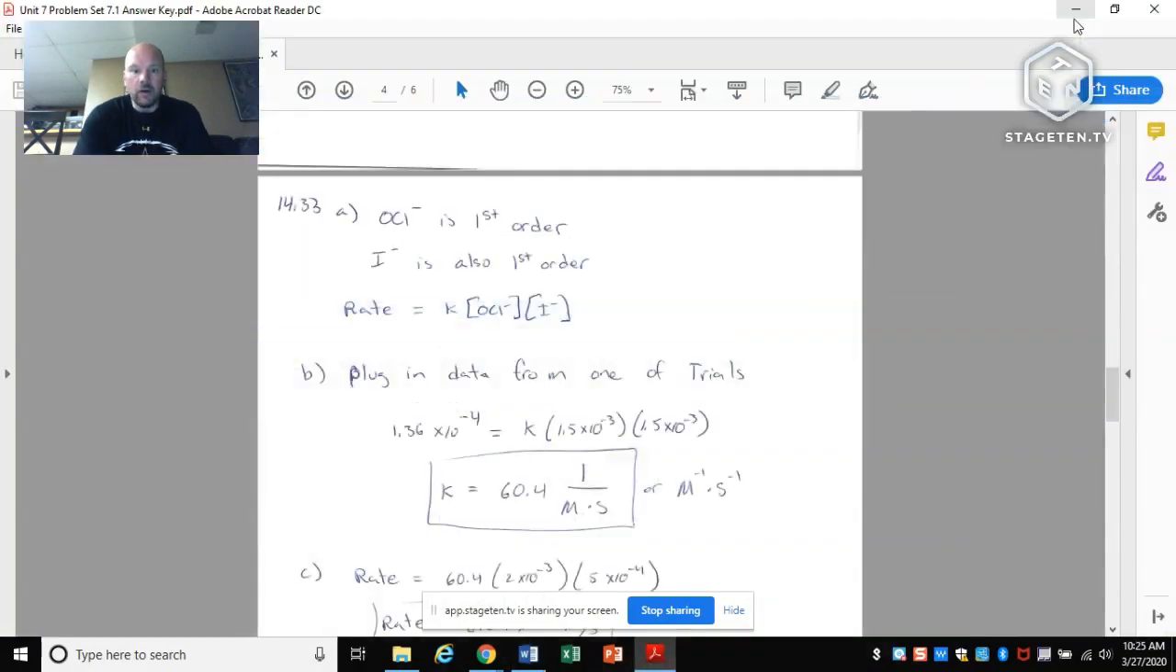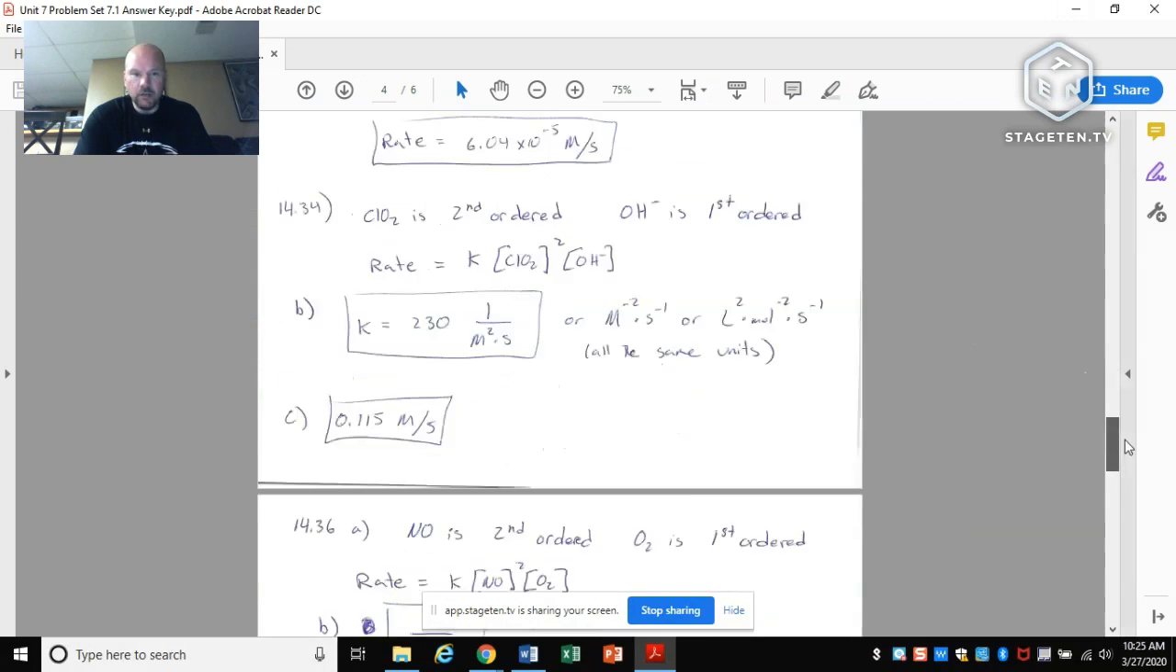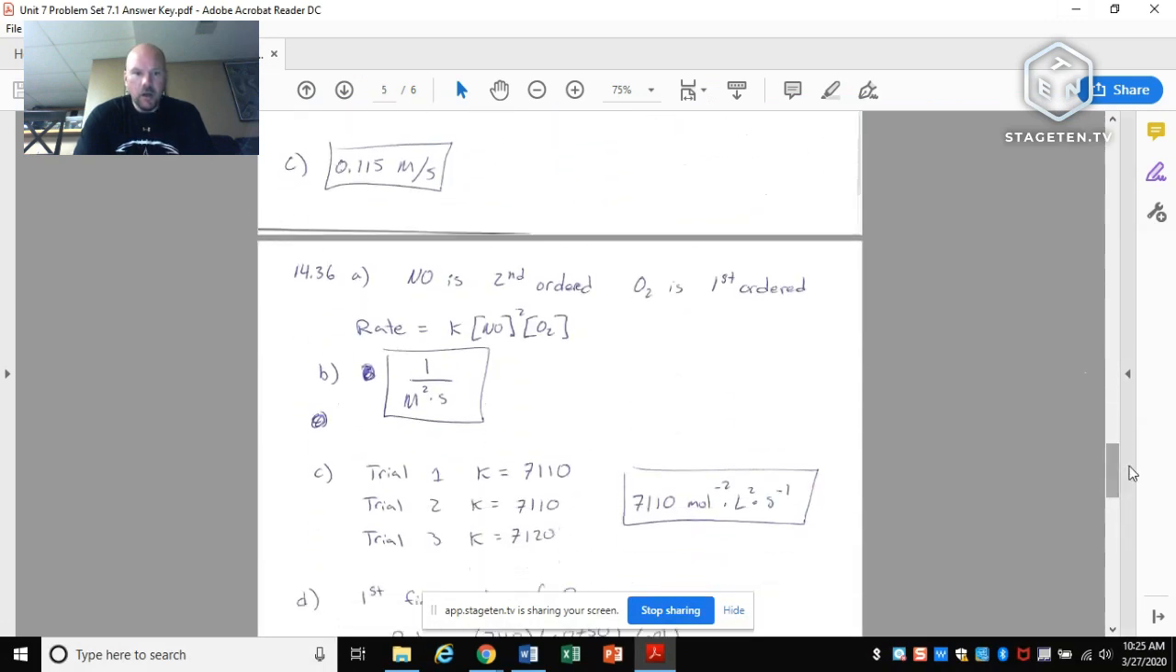Okay, so you said 36b as well. So let's go to that one. Okay, so again, what are the units for K? That's what 36b is asking for, right? What are the units for the rate constant? So again, look at what we found. We found NO is second ordered and oxygen is first ordered. So what does that mean? That means the reaction is third ordered.